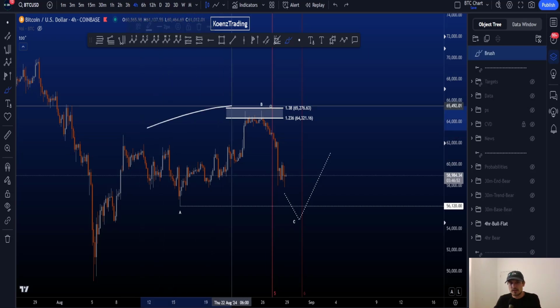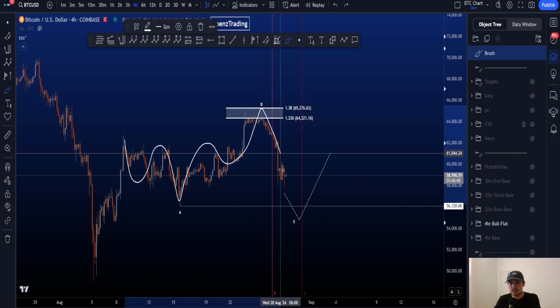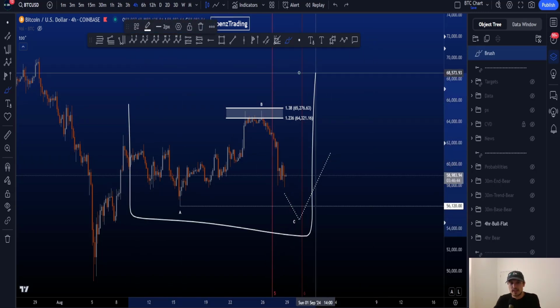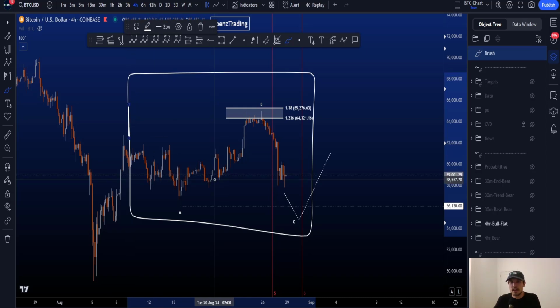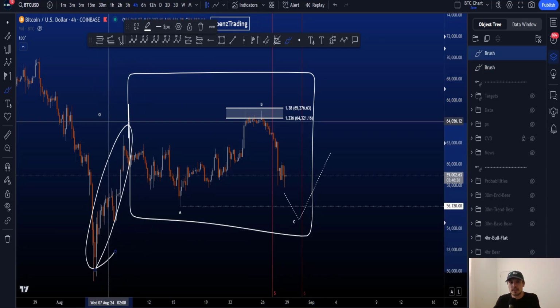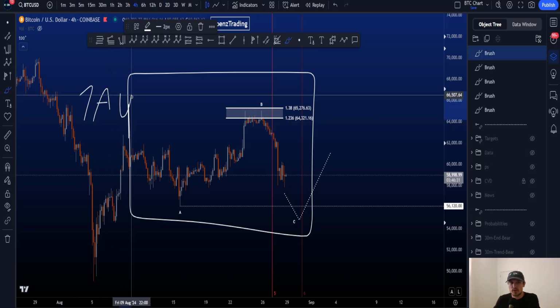Now when you count this structure here as an expanding flat, a 3-wave A, 3-wave B, 5-wave C, and then look for continuation, it means that this ABC expanding flat is a structure of a wave B, X, or 2. Now let me explain. This move to the upside is counted as either a wave 1, a wave A, or a wave W.